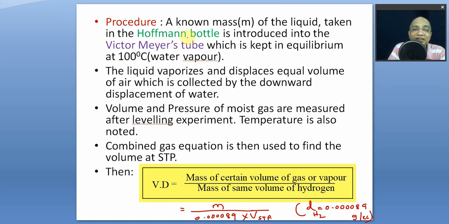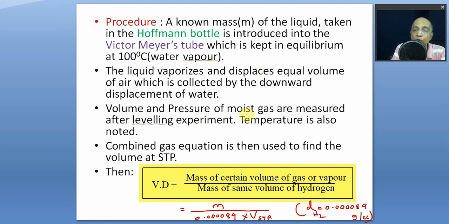The procedure we have already discussed. Just a repetition. A known mass of the liquid taken in a Hofmann bottle is introduced into the Victor Meyer's tube, which is kept in equilibrium at 100 degrees Celsius. That is at the temperature of water vapor. Outside, the temperature is 100, which means the air inside also experiences the same temperature. The liquid vaporizes instantly and displaces an equal volume of air, which is collected by the downward displacement of water.